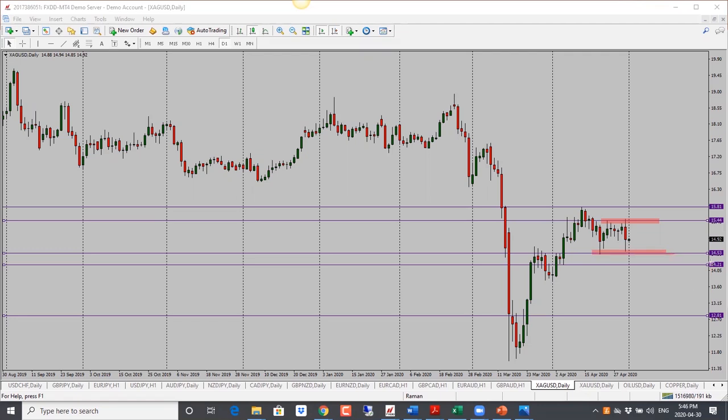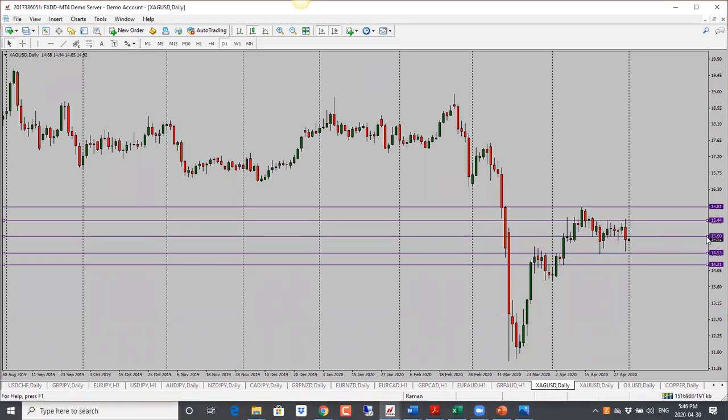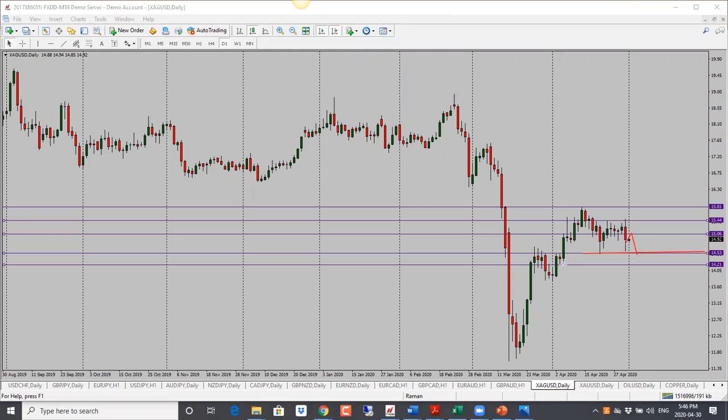So at this point, I would look for a bit of a pullback and then a further move to the downside. So we could see a pullback potentially into 15.06. And if it holds below that, I will look for a drop back towards the support level at 1450 and then potentially into 1420. So bearish bias here for silver.